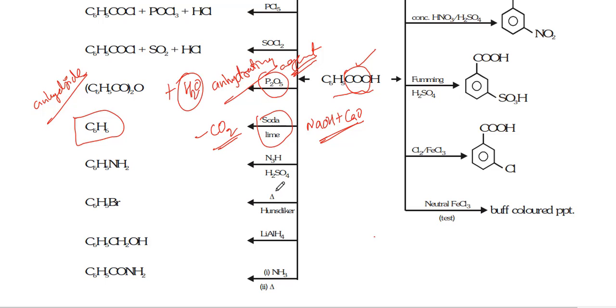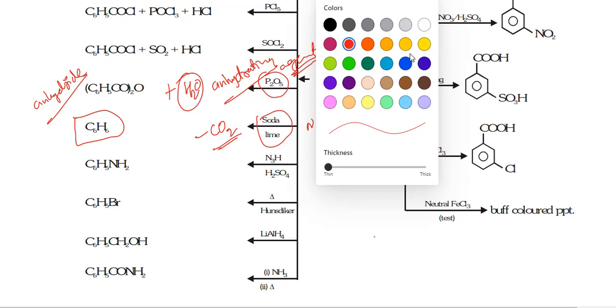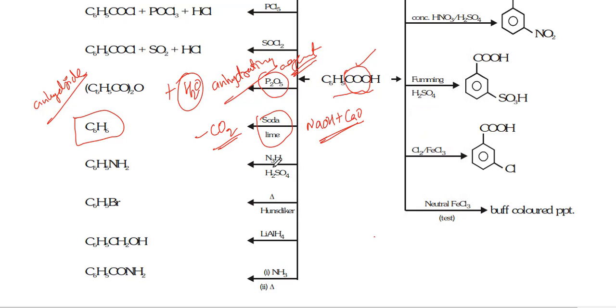Next, hydrazoic acid, N3H. Carboxylates or carboxylic acid react with hydrazoic acid giving primary amines. You can see it in the last video. Okay, we discussed how acetic acid gives primary amines with hydrazoic acid.